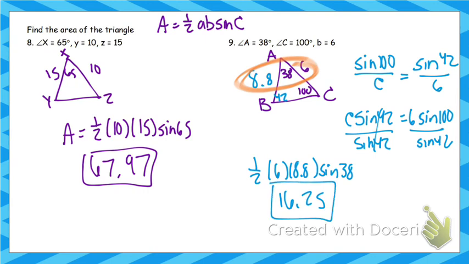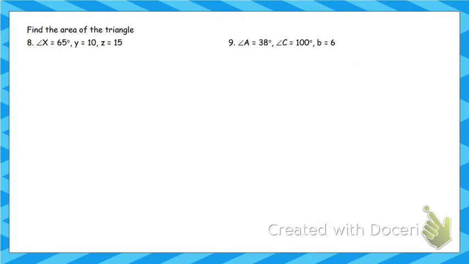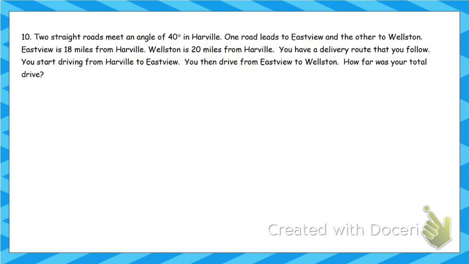All right, almost done. We got 2 word problems to look at. So on the word problems, the math is not going to be any different. It's really just the setting up. All right, so 2 straight roads meet at an angle of 40 degrees in Harville.